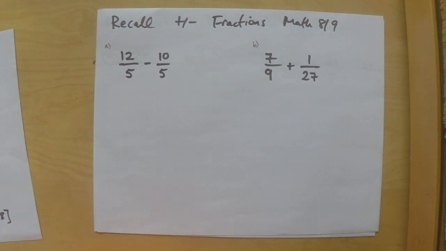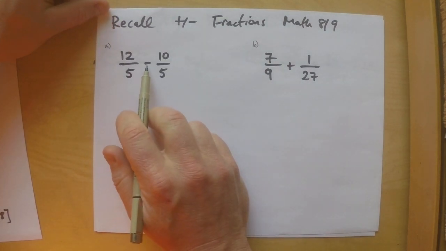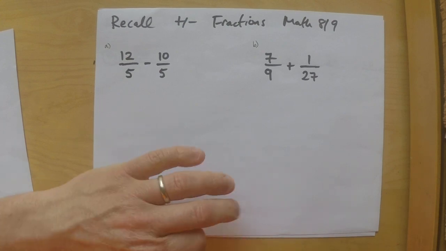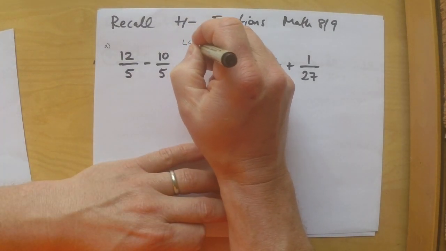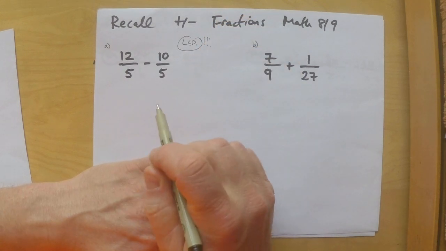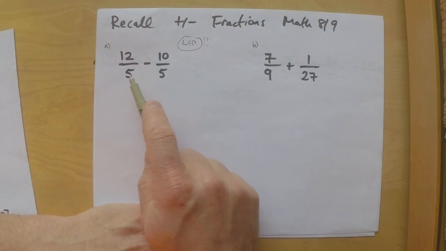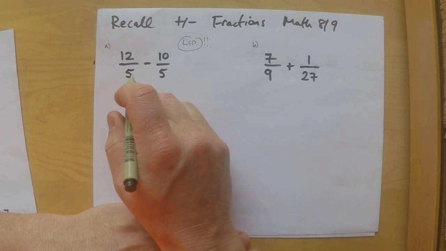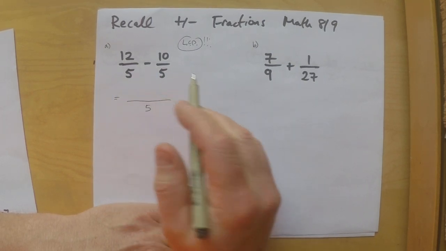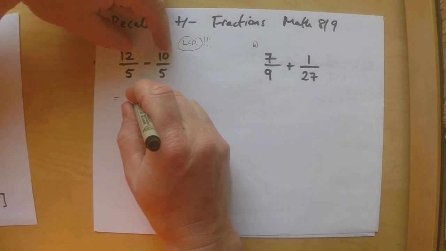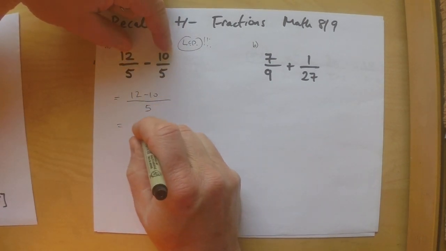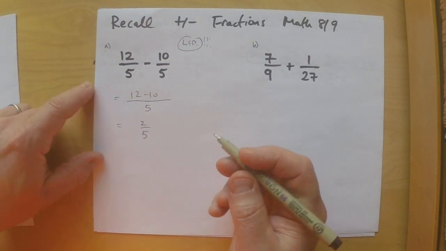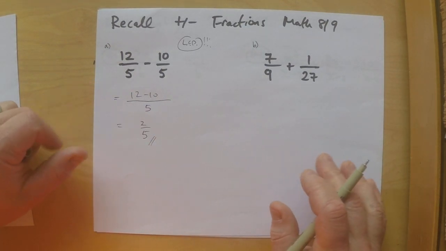So let's remind ourselves of these. Remember, when you are adding or subtracting fractions, you must have a lowest common denominator. And if you're fortunate enough where the denominators are already the same, then it is as simple as writing this all over the one denominator, 5, and then the numerator would be 12 take away 10. In this case, that would be 2 over 5, and then you just check to make sure it's in lowest terms, and then it is, walk away, done.